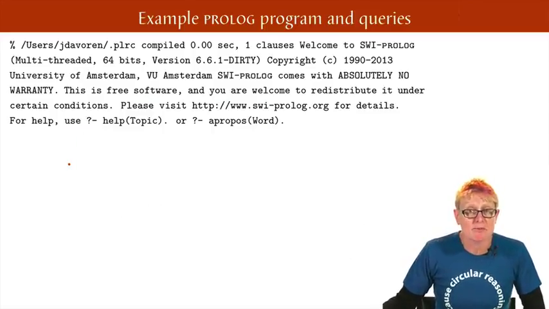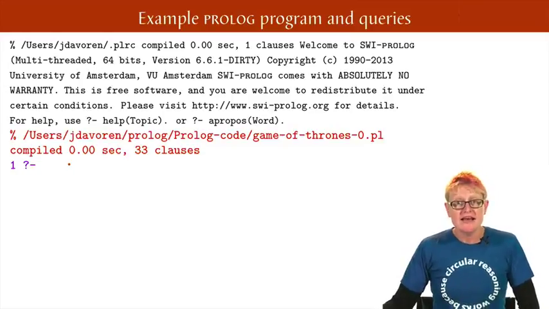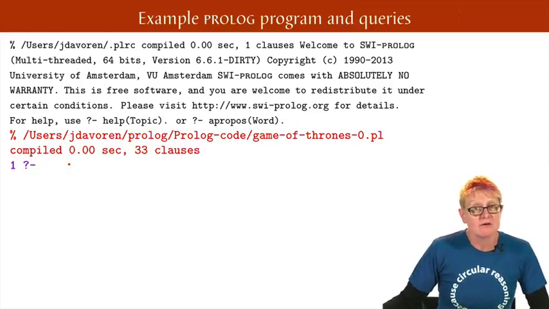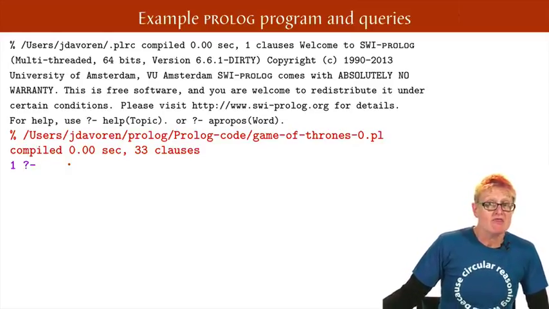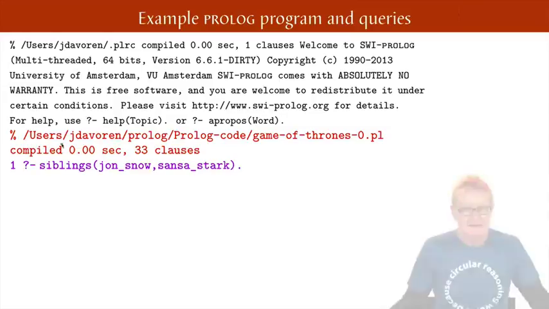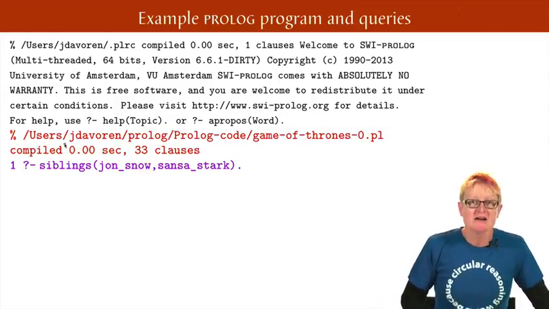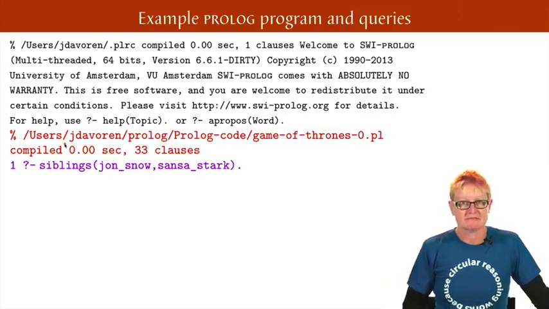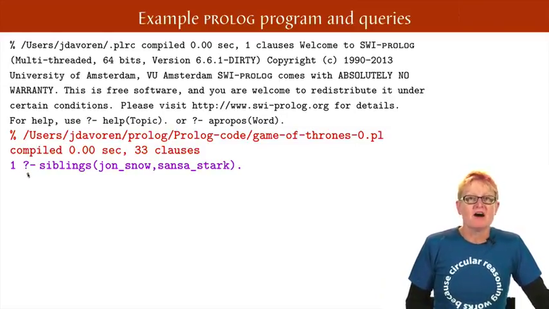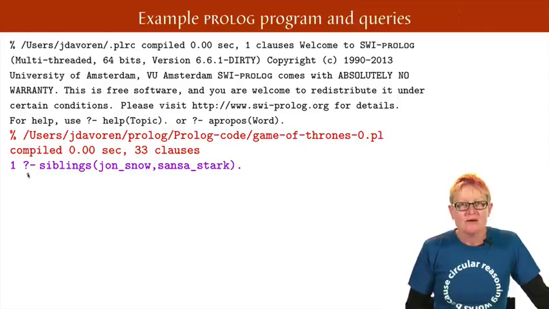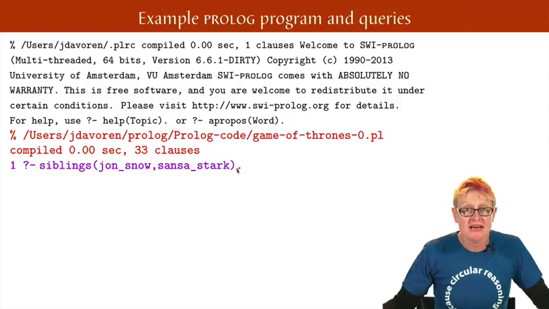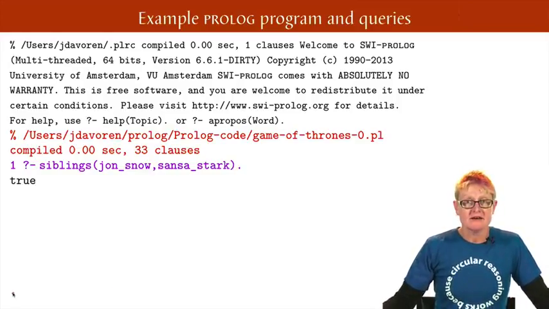So start up the SWI PROLOG software and then load in the program file Game of Thrones-0.pl. There are 10 universally quantified clauses expressing family relationship predicates, 13 parent facts and 10 male-female facts to give a total of 33 clauses. Let's start with an atomic query. Are Jon Snow and Sansa Stark siblings? The query goal is entered after the query prompt, signified by ?-. And queries, like program clauses, end in full stops. We hit the return key on the keyboard and get the answer true.